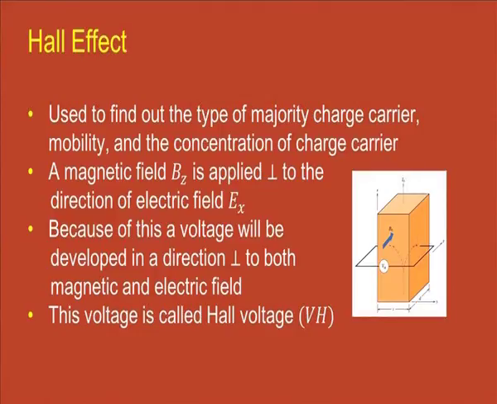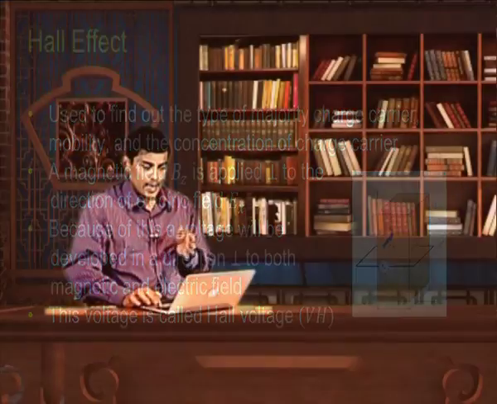In this measurement, what we usually do is apply a magnetic field perpendicular to the direction of the electric field, and because of this, a voltage develops in a direction perpendicular to both the electric field and the magnetic field. This voltage is called the Hall voltage. As you can see in this image, we have applied the electric field in the x direction and the magnetic field in the z direction.